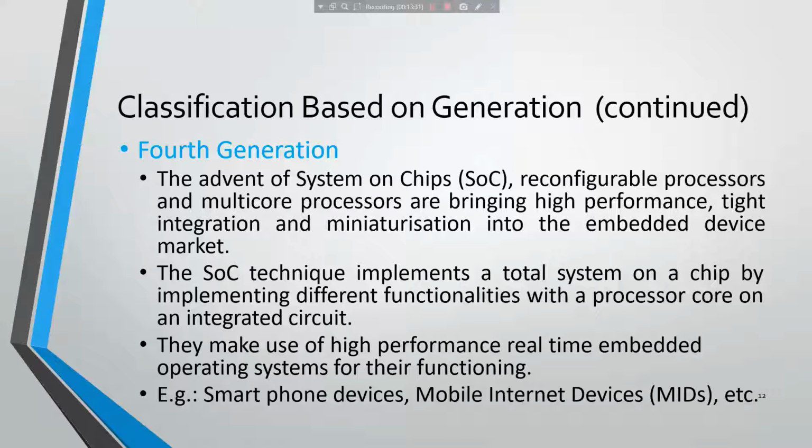Next, they have different functionalities with the processor core. If I want particular functions for a particular application, I can check in the market where this type of processor is available. So that feasibility was available in fourth generation applications. Next, they use high performance real-time embedded operating systems for their functionalities. The fourth generation comes to your smartphone devices, mobile internet devices, etc.